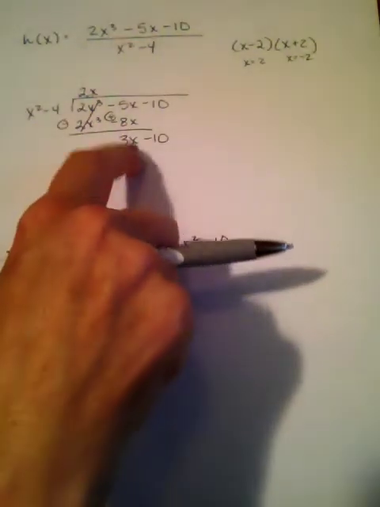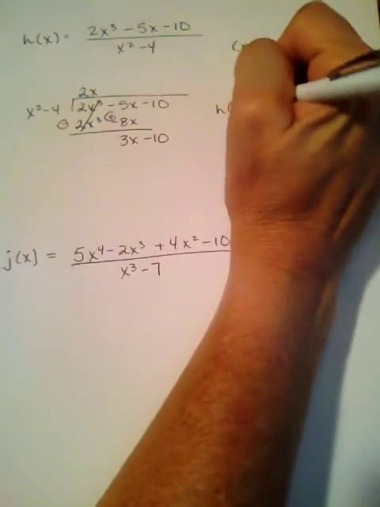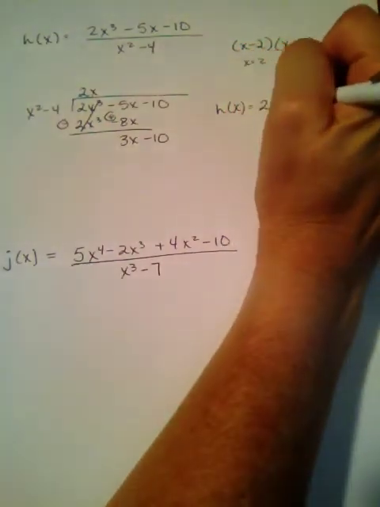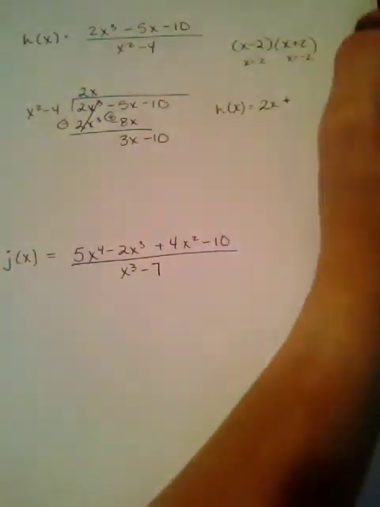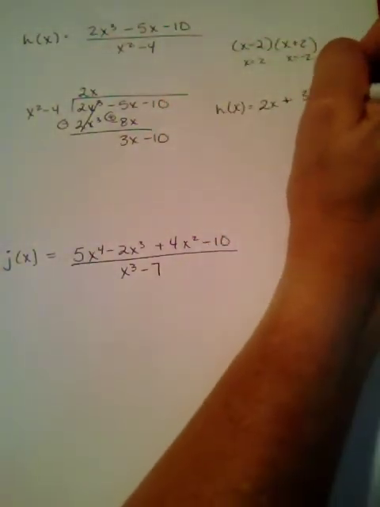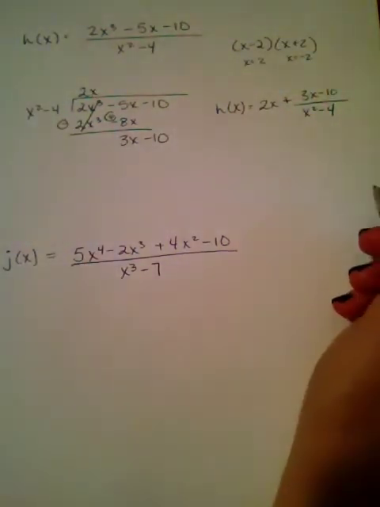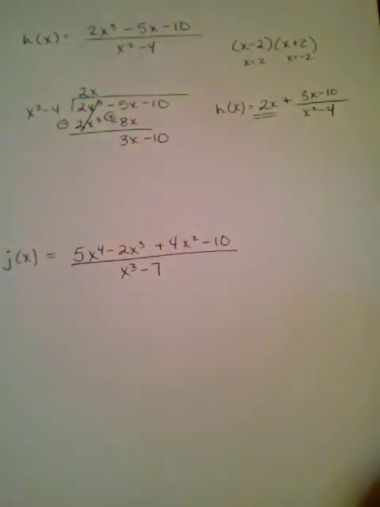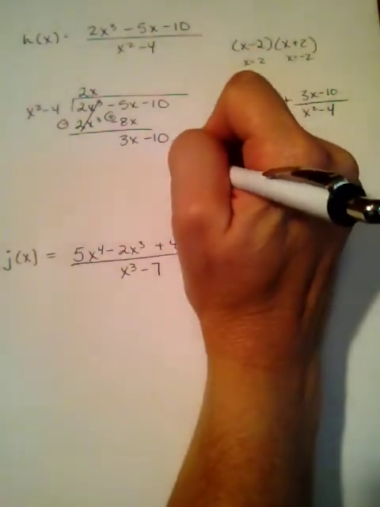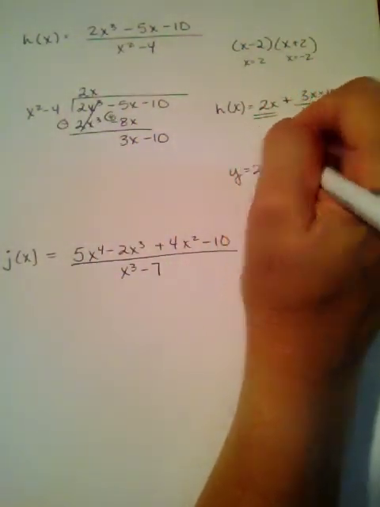X squared does not go into the 3x minus 10, so I know that h of x could also be written like this: my whole number piece plus my remainder, 3x minus 10, over what I'm dividing by, which is x squared minus 4. Looking at this now, remember that this first piece is your asymptote. So my oblique asymptote will be y equals 2x.